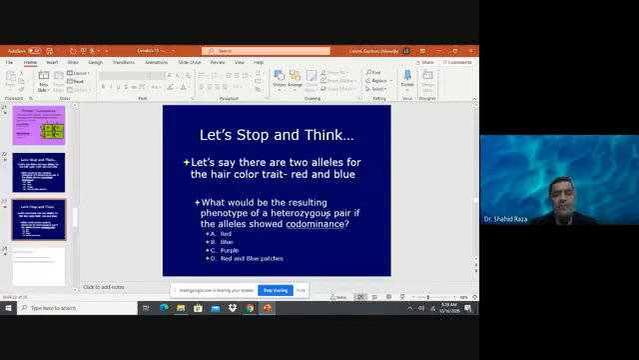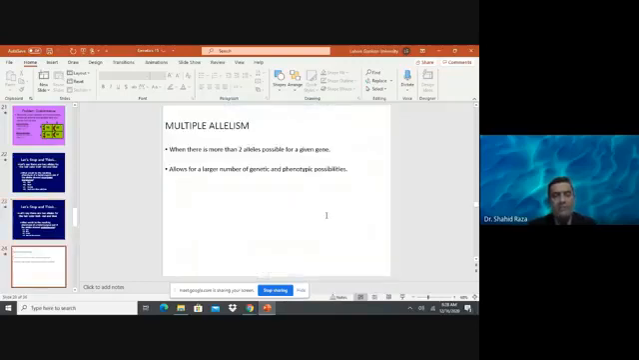So let's say there are two alleles for the hair color trait, red and blue. What would be the resulting phenotype of the heterozygous pair if the alleles showed codominance? A red, B blue, C purple, and D red and blue patches.